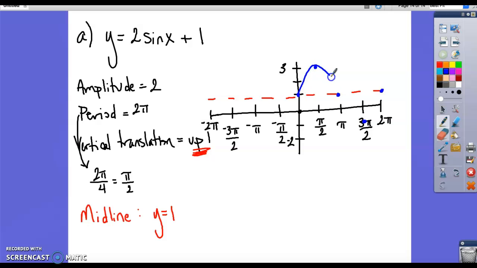So this graph looks the same as the one we did in the last example. It's just shifted up 1 unit. And then I can go back the other way. So from the midline, I'm going down to my min, which is 2 units below, back to my midline, up to my max, midline. And there is my graph.